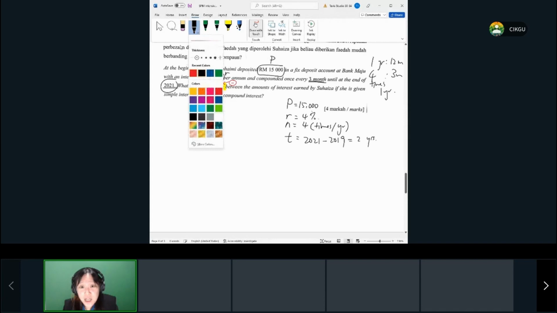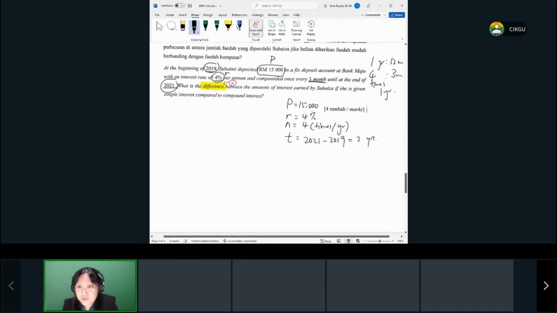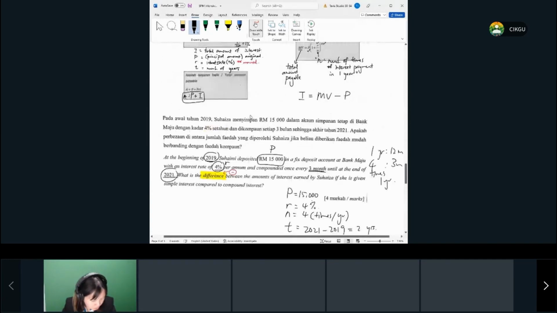Okay, so what is the difference, which is minus? Difference between what? Difference between the amount of interest earned by Suhaida if she's given simple interest compared to compound interest. So that's why I love this question. This question is from which paper? Let me check here. I love this question because it really tests you. It's from Kedah, the Kedah trial paper, very good question.